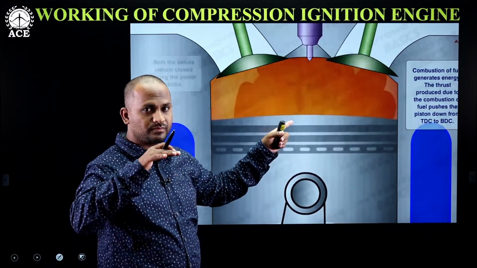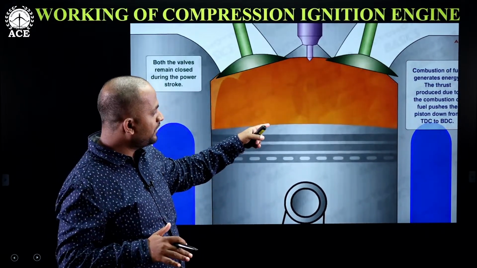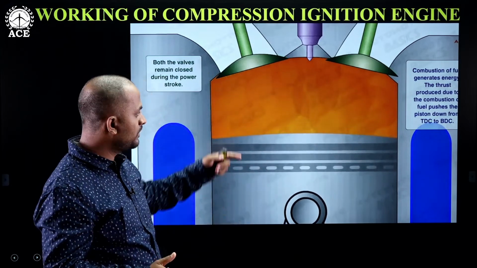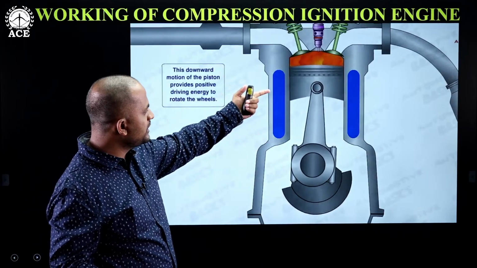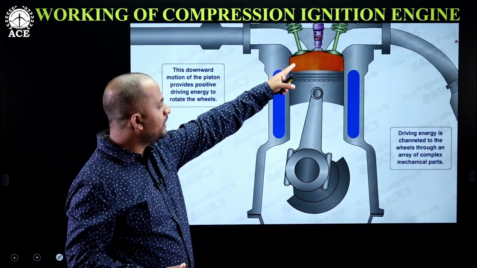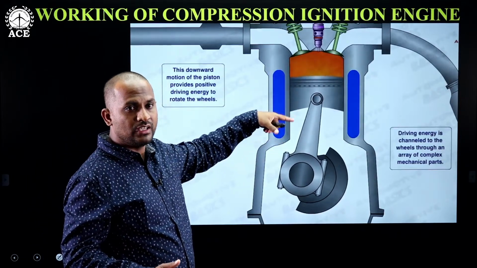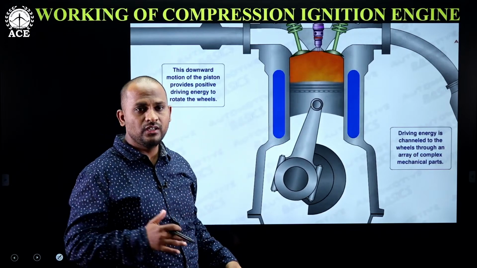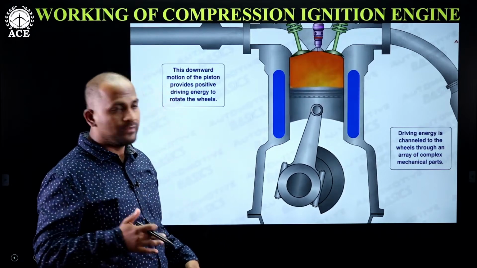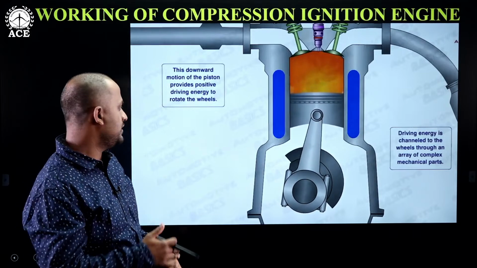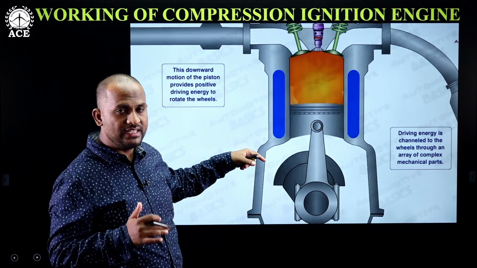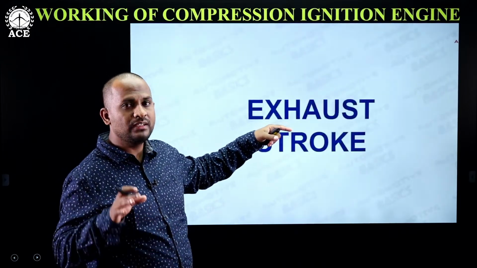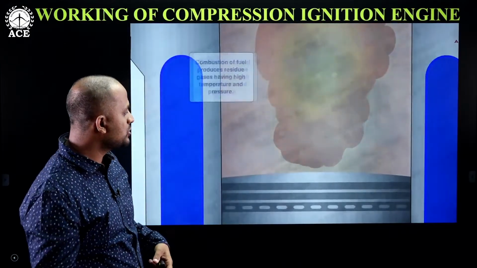This will continue, and the piston will move from TDC to BDC, with both valves closed. This energy acts as the driving energy for the piston and also for the IC engine. And when the piston reaches the BDC point, bottom dead center, we will have the burnt gases. Next one is the exhaust stroke.